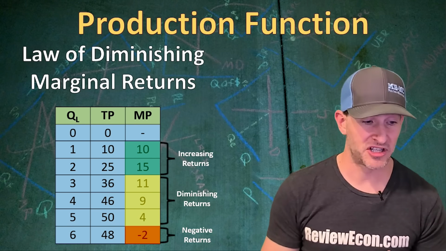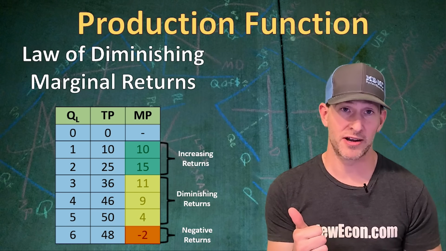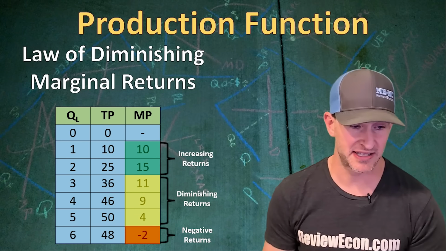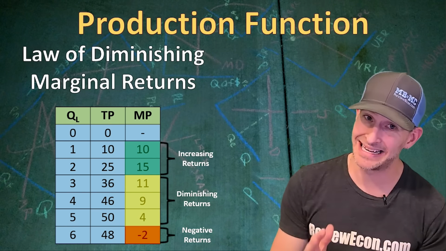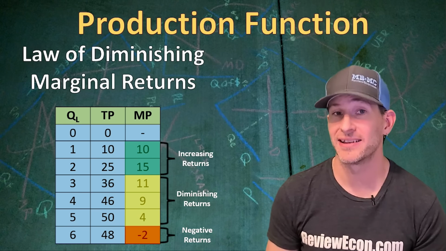First, we have the law of diminishing marginal returns. This is a production function. It shows you the relationship between the quantity of workers and the amount of output a factory will get. If marginal product is increasing, we call that increasing returns. As marginal product is falling, that's decreasing returns. And then when marginal product is negative, we call that negative returns.